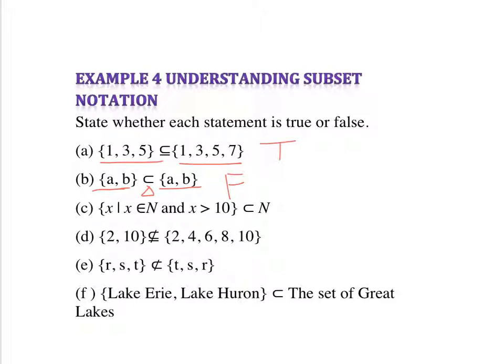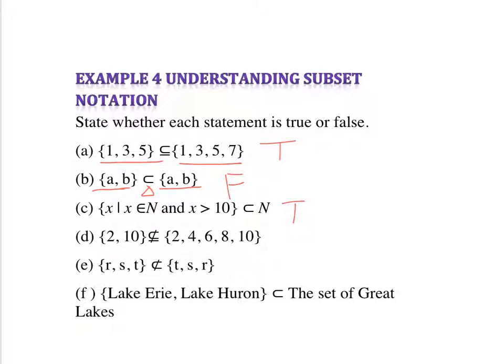Number 3, a set of elements x such that x belongs to natural numbers and x is greater than 10. So in other words, this set includes 11, 12, 13, 14, 15, and so on and so forth. But it cannot include anything between 1 through 10. And this set should be a proper subset of the natural numbers, and natural numbers are counting numbers: 1, 2, 3, 4, going on and on to infinity. So this is a correct statement.